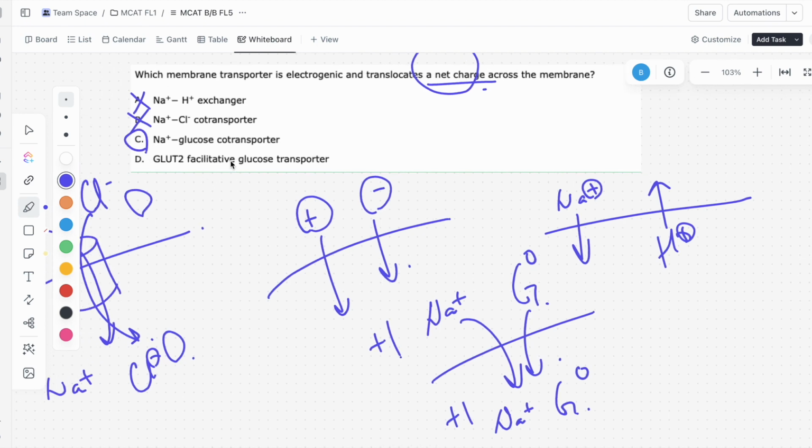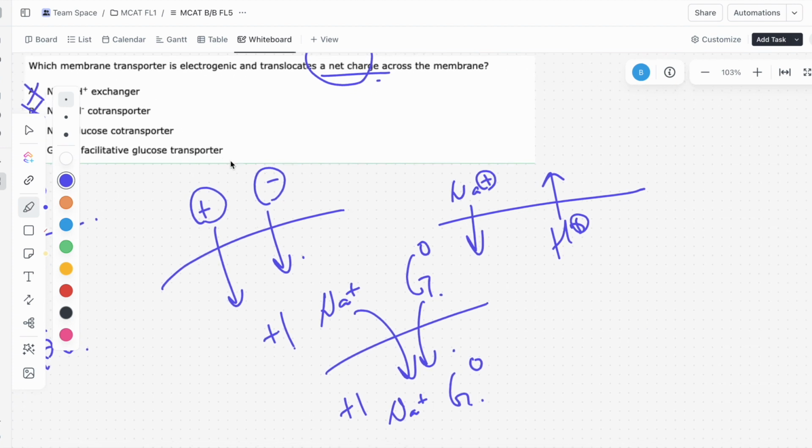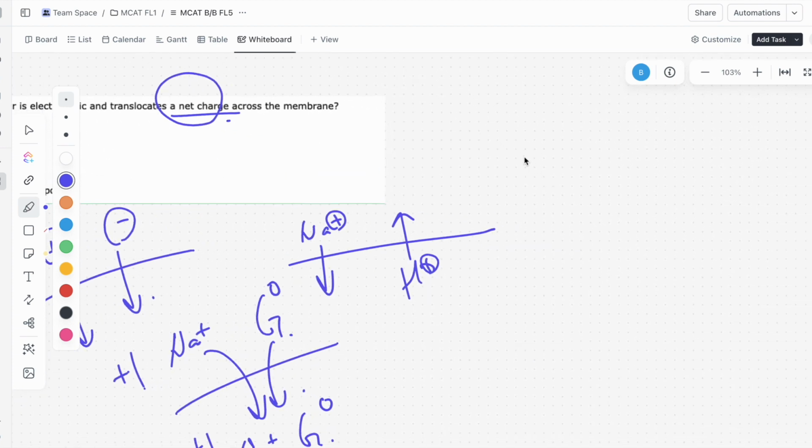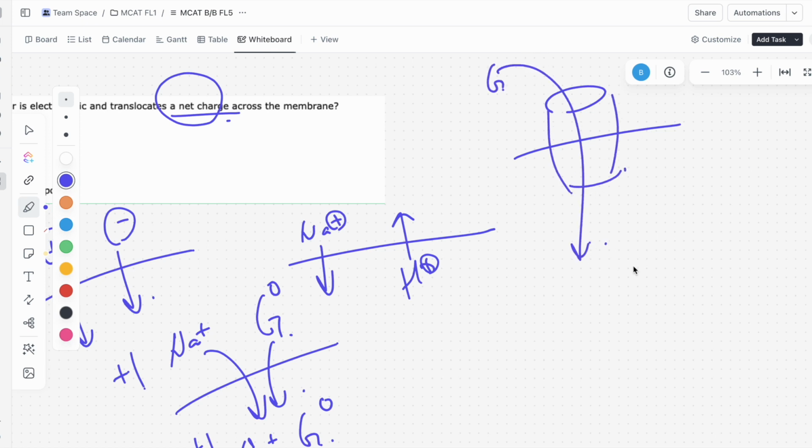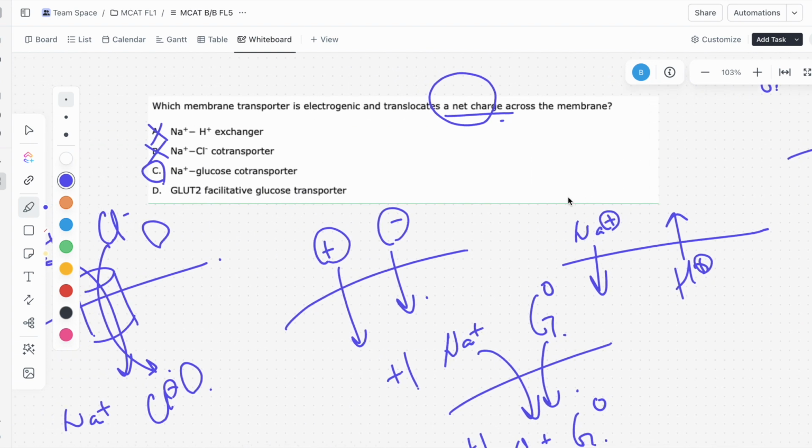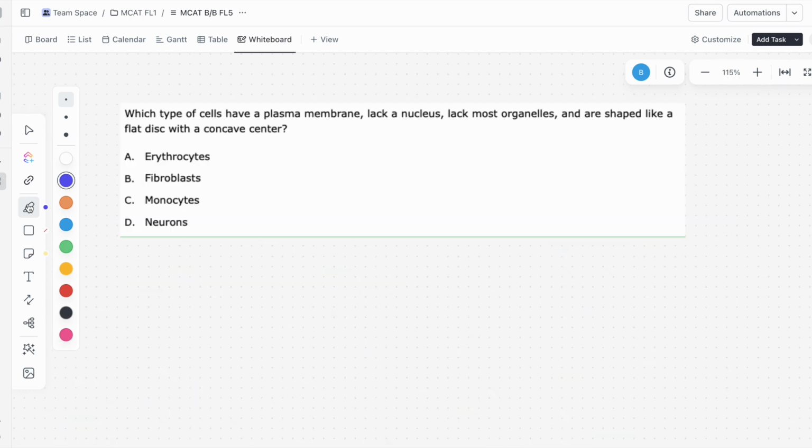And GLUT2 facilitative glucose transporter, let's take a look at D. What does that mean? Well, this one is just something that brings in glucose or takes out glucose. So let's say I have my glucose molecule here, it's just going to come inside like that. And you'll notice, again, glucose has a net charge of 0, so no matter how glucose moves out or in, there is no translocation of a net charge across the membrane, meaning D cannot be the correct answer. Again, leaving us with C as the correct answer.